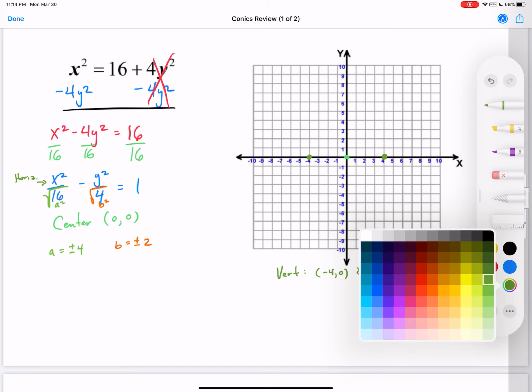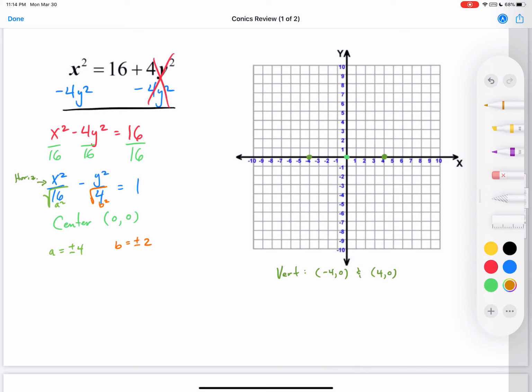Now the b values will tell me my covertices. So my covertices we said was plus or minus 2. So from the center, I'm going to go up 2 and down 2. And that's going to give me my covertices. So the covertices are located at 0, 2 and at 0, negative 2.